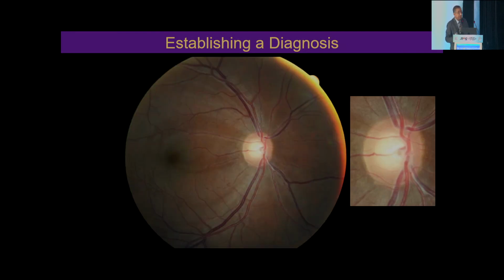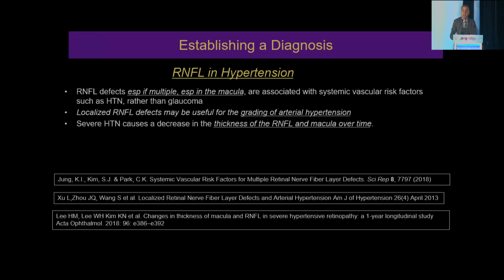So, establishing a diagnosis, you look at this nerve and you might say, maybe glaucoma suspect, maybe not. But then when you look at this, you'll say, aha, definitely glaucoma. You can see so many nerve fiber layer defects. But is it glaucoma? With so many nerve fiber layer defects, where is the cupping? There is no cupping. Nerve fiber layer is known to be affected in hypertension, especially if the defects are multiple, especially in the macula. It is associated with systemic vascular risk factors rather than glaucoma.